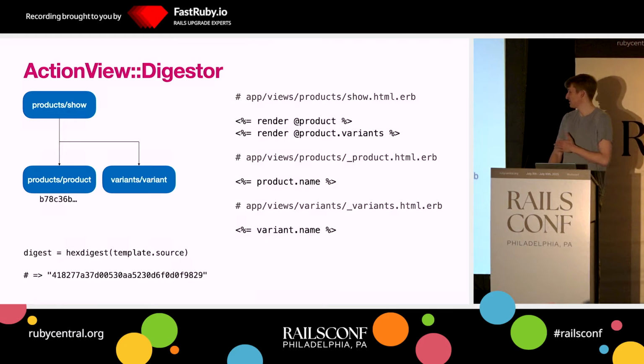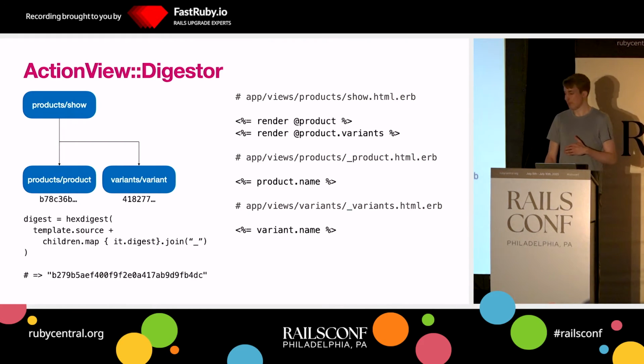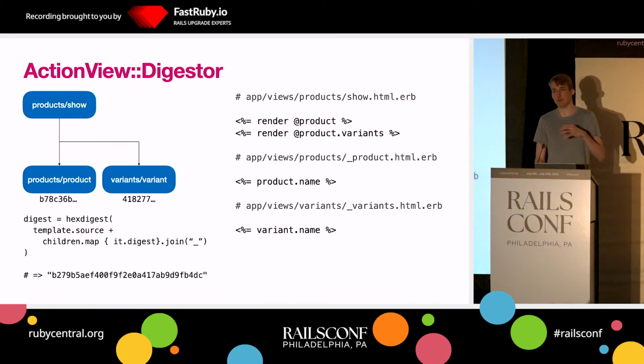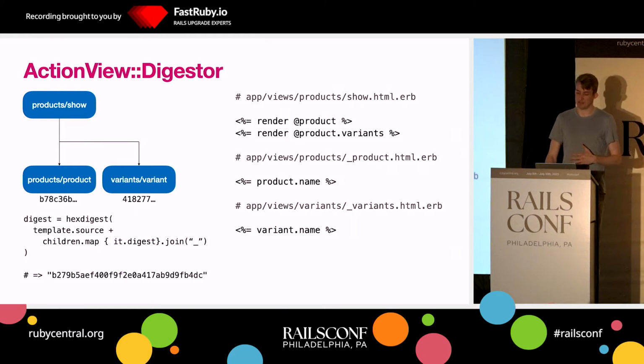And now that we've digested all of the children of the show template, we can create the final cache key by hex digesting the combination of the two children digests and the content of the show template. And this is the magic behind cache invalidation. Each template's cache key depends on the content of a template plus all of its dependencies. If any of those templates change, the cache is invalidated and the new version of the template gets rendered.